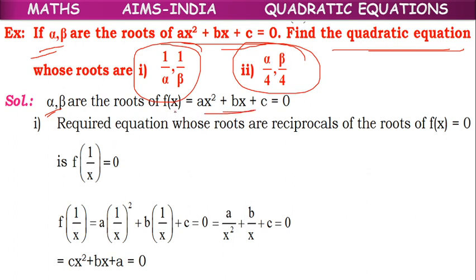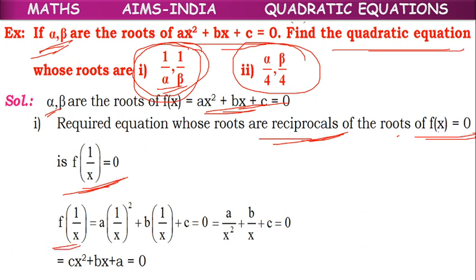Here f of x equal to the equation they have given. Suppose, in the first question, how are the roots? Reciprocals of the given roots. Given equation is f of x equal to 0, but its roots are reciprocals of roots of f of x. Then what is the equation? F of 1 by x will be 0. So what is the value of f of 1 by x? In the place of x, we have to keep 1 by x: a into 1 by x whole square, plus b into 1 by x, plus c equal to 0.